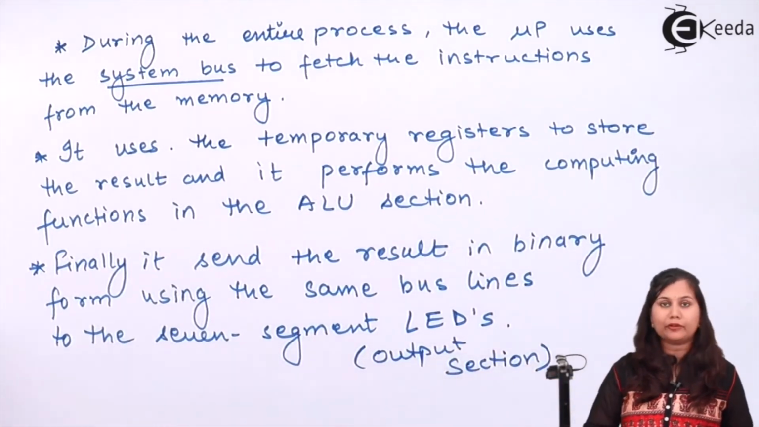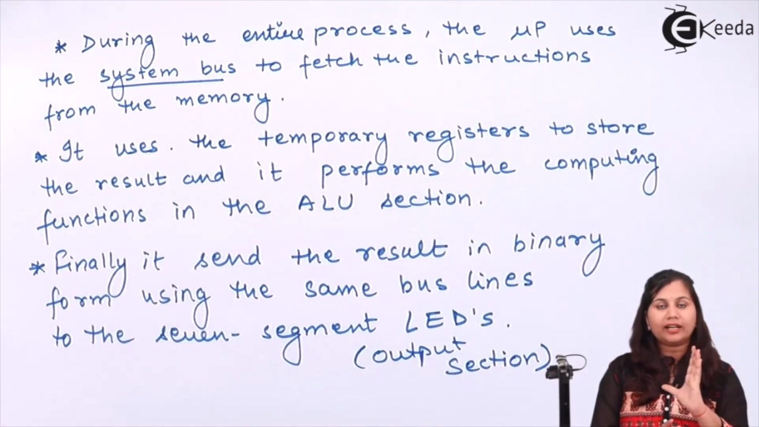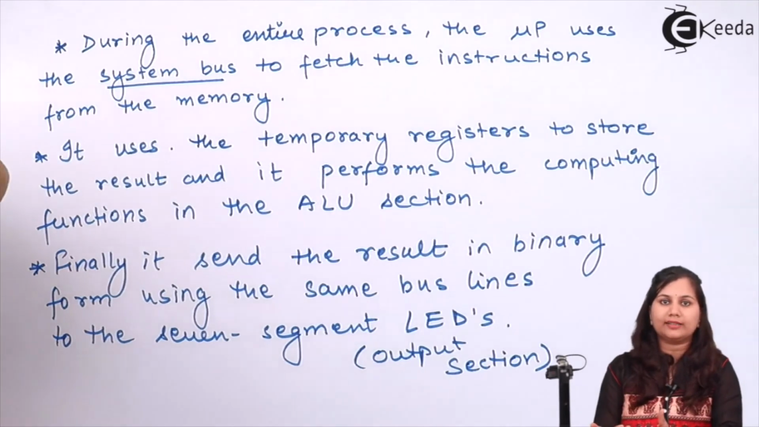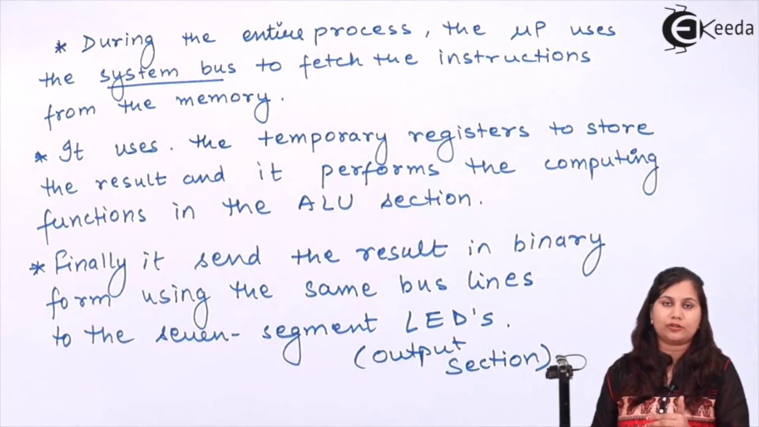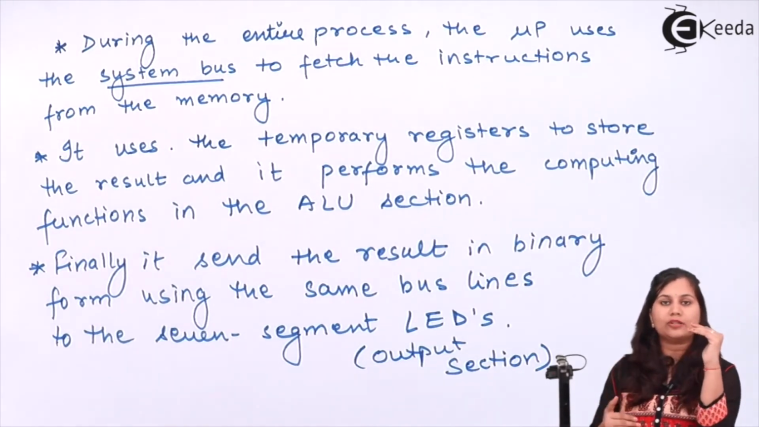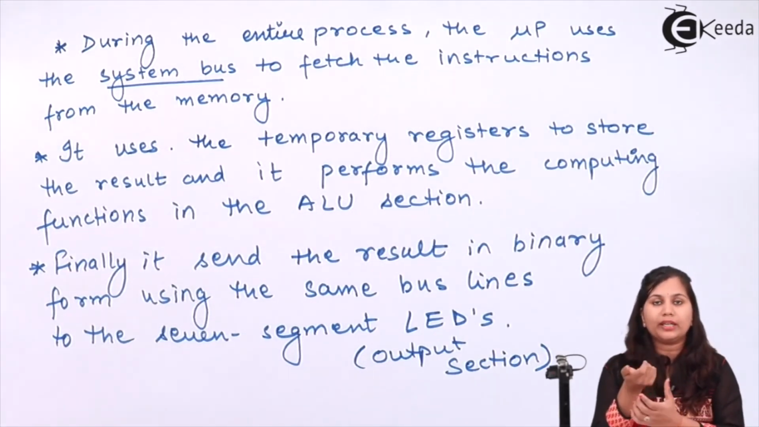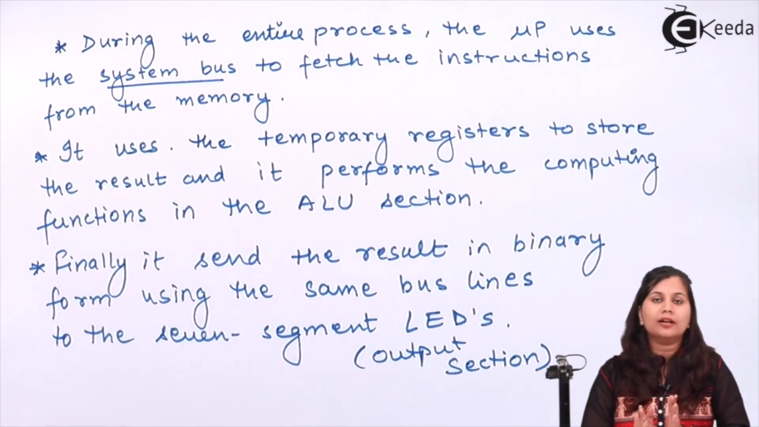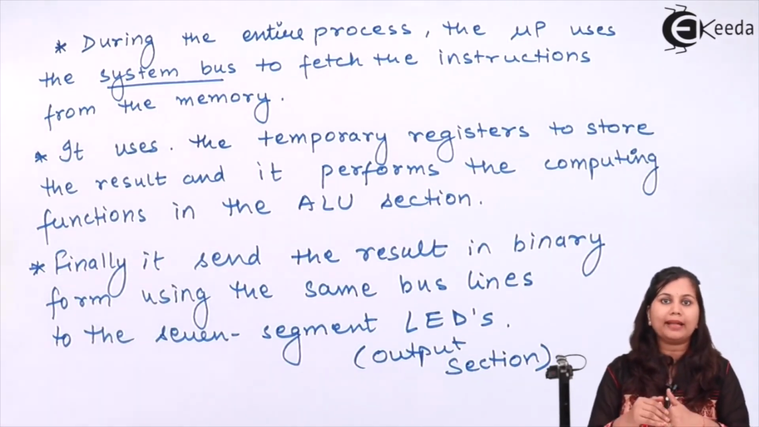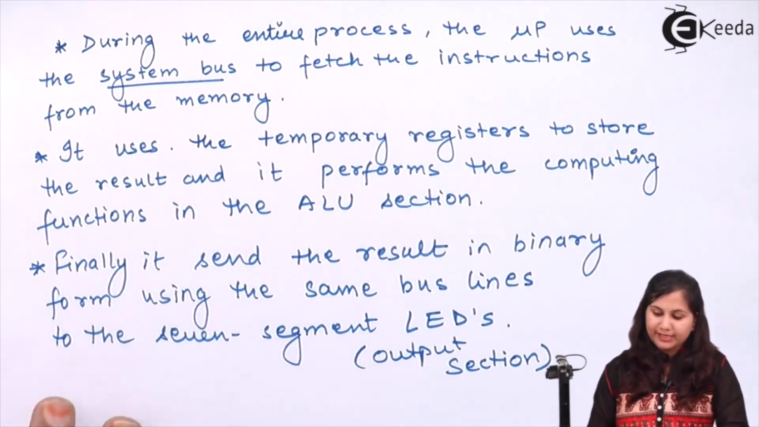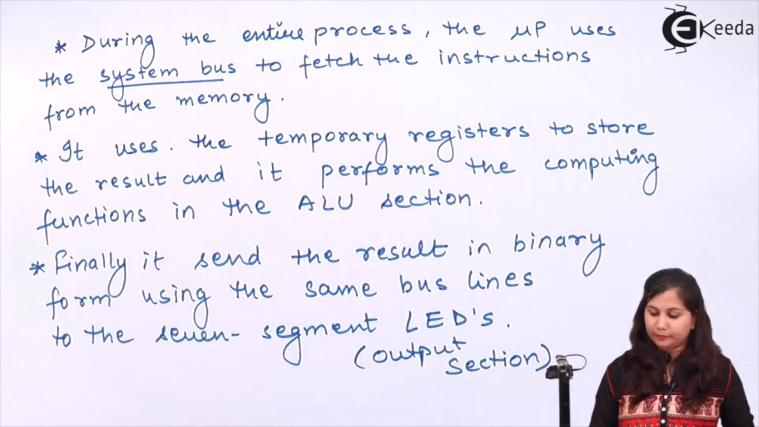So this is how the microprocessor works. We give it a program, then the microprocessor fetches the first instruction, decodes it and then executes that instruction. Then it fetches the second instruction, decodes it and then executes that instruction. Similarly, it executes all the instructions until it gets an instruction showing it that it has to stop the program, and then it has to display the result on the output devices. So this is the working of the microprocessor.